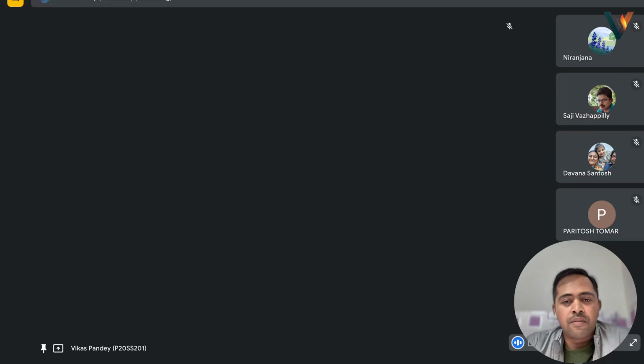Clubbing whatever Davana ma'am has mentioned and Sajid sir has mentioned, it can either amplify, it can remain the same, or it can decrease also. So according to this option, it's right.